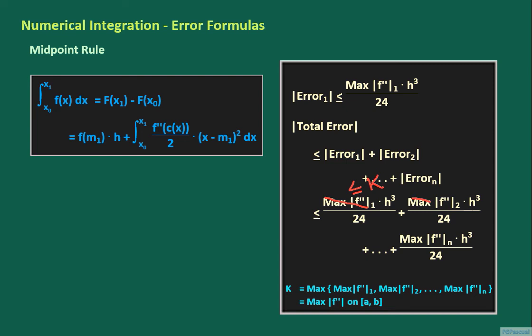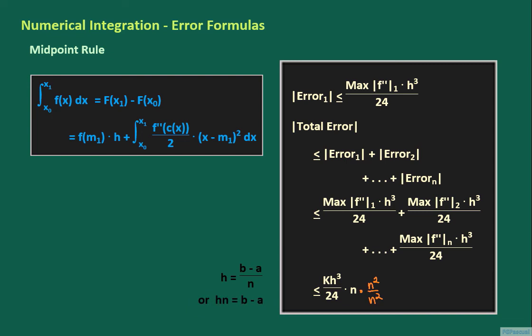Each of the n terms on the right side of the inequality is less than or equal to capital K times h cubed over 24. And so the absolute value of the total error is less than K times h cubed over 24 times n. Multiplying the right side of the inequality by n squared over n squared, and taking advantage of the fact that h is equal to b minus a all over n, or h times n is equal to b minus a, h cubed times n cubed is equal to the cube of b minus a.